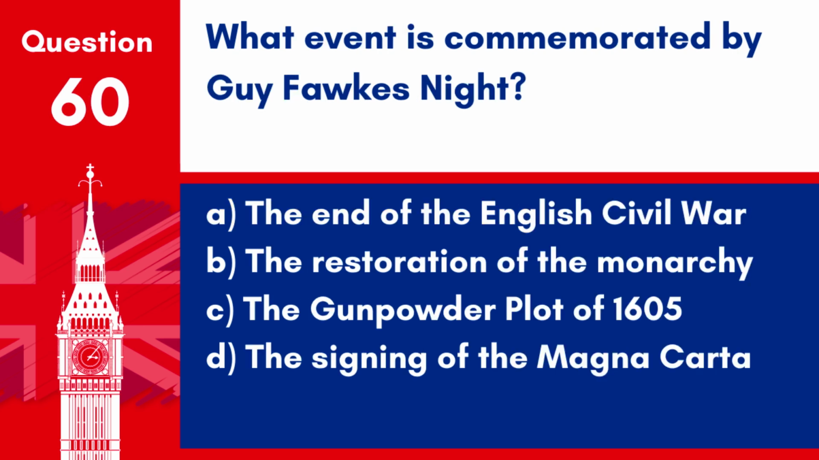Question 60. What event is commemorated by Guy Fawkes Night? A. The end of the English Civil War. B. The restoration of the monarchy. C. The Gunpowder Plot of 1605. D. The signing of the Magna Carta. Answer: C. The Gunpowder Plot of 1605. Guy Fawkes Night is commemorated on November 5th each year to mark the anniversary of the Gunpowder Plot, in which Guy Fawkes and other conspirators attempted to blow up the Houses of Parliament.